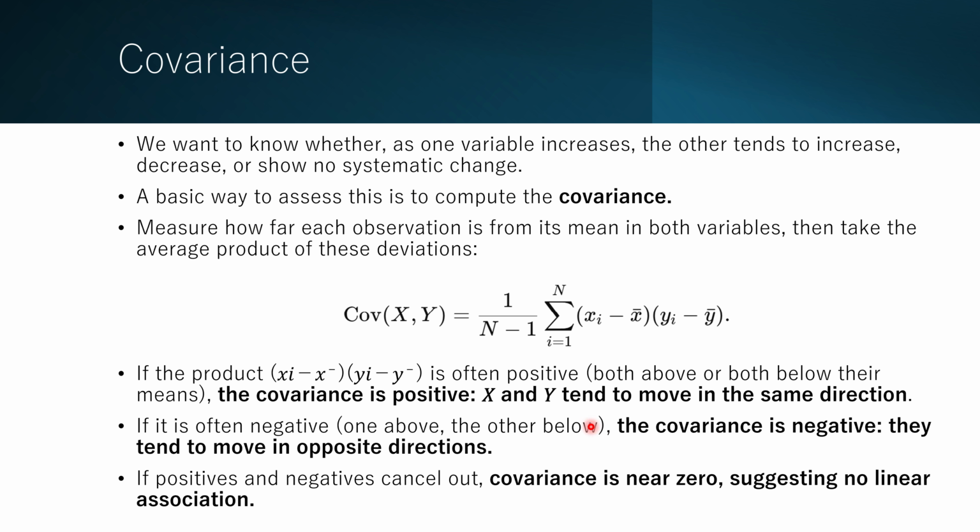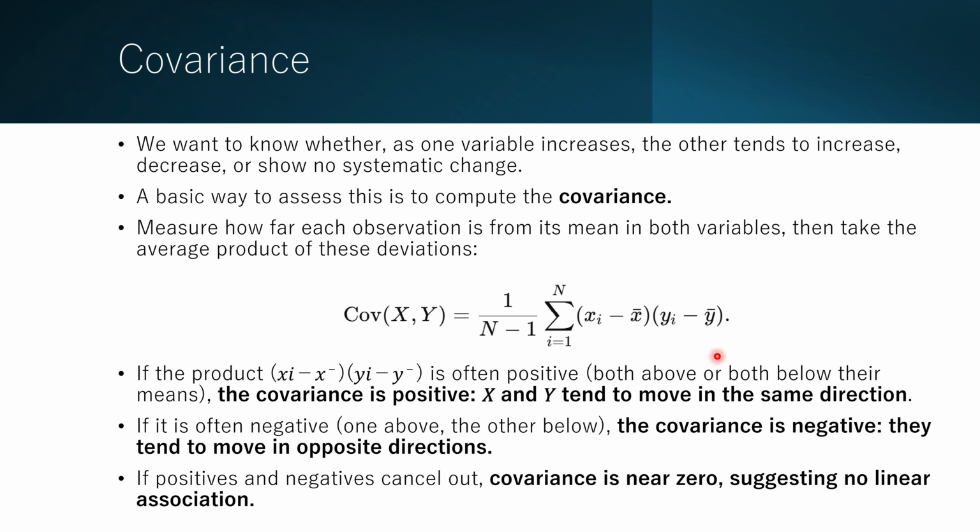This is the formula of covariance. If we want to know whether one variable increases and the other tends to increase or not, we use covariance. If one variable increases when the other increases, the covariance is positive. If one rises and the other falls, it is negative. And if they vary independently, the covariance is near zero.